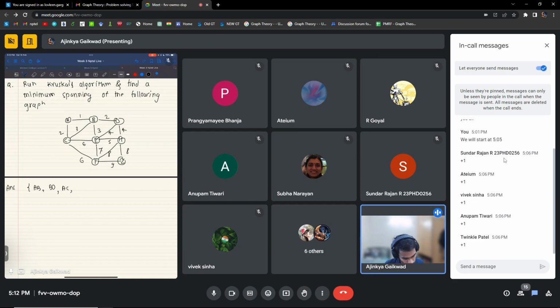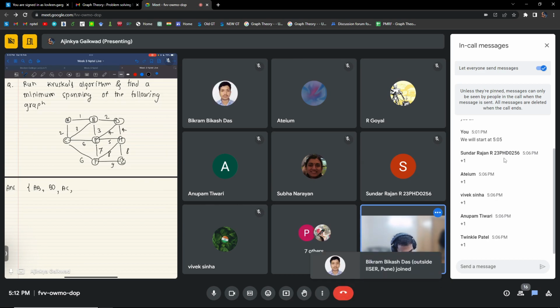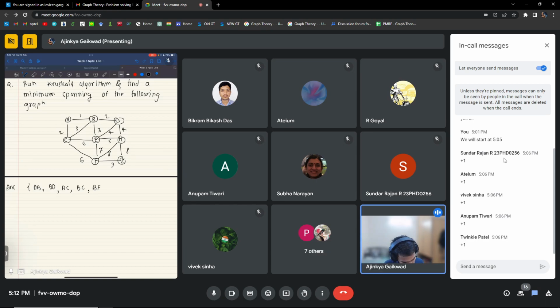Now what is the next weight that is possible? 3. So again, how many edges do you have? 1, 2, which have weight 3. So then I will add those edges arbitrarily. So BC is one of the edges and BE is one of the edges. Okay. Then what is the next weight possible? That is 4. So DE and DH.